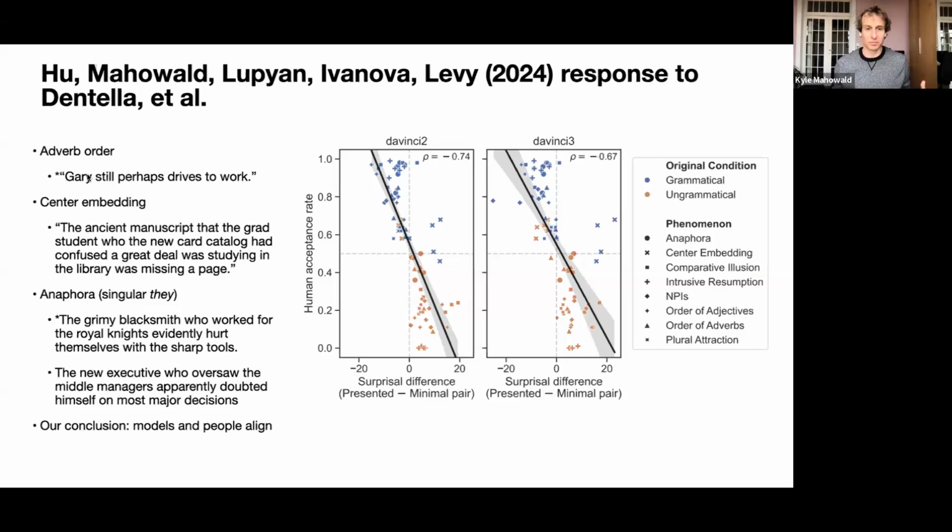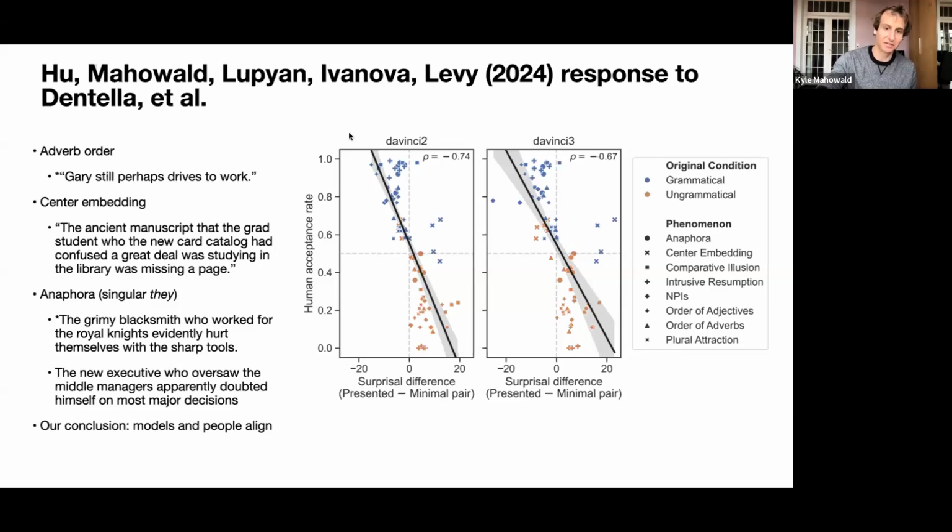So one of the categories here is adverb order. And you've got sentences like Gary still perhaps drives to work, which in the data set is labeled ungrammatical, but people actually were pretty mixed on that. That was the case where there was quite a bit of mixed judgment. And then there are also cases, I'm going to skip center embedding for now, there are cases like anaphora, where getting the judgment depended on singular they being ungrammatical. But this is something that's rapidly changing in the lexicon. So, the grimy blacksmith who worked for the Royal Knights evidently hurt themselves with the sharp tools. Here, this was labeled ungrammatical in this set, but themselves could, if you accept singular they, which many people do, refer here to blacksmith. And so people were kind of mixed in these judgments, and models were also mixed.